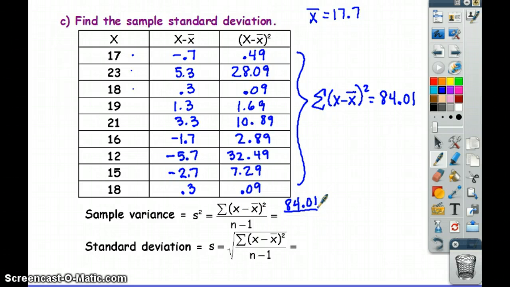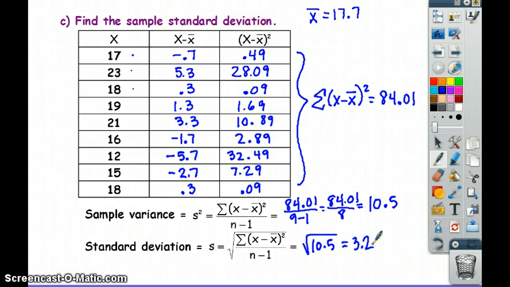My denominator, n minus 1. Well, n is 1, 2, 3, 4, 5, 6, 7, 8, 9. There's 9 data points minus 1. That gives me 8 for my denominator. I get about 10.5. The standard deviation is easy to find from there. I simply take the square root of my sample variance. The square root of 10.5 is approximately 3.2.